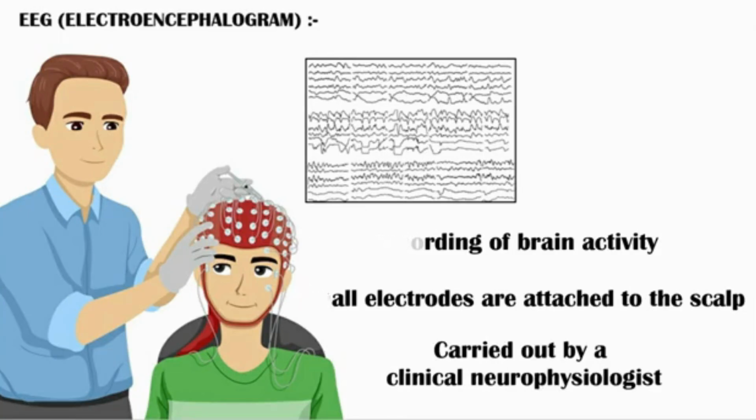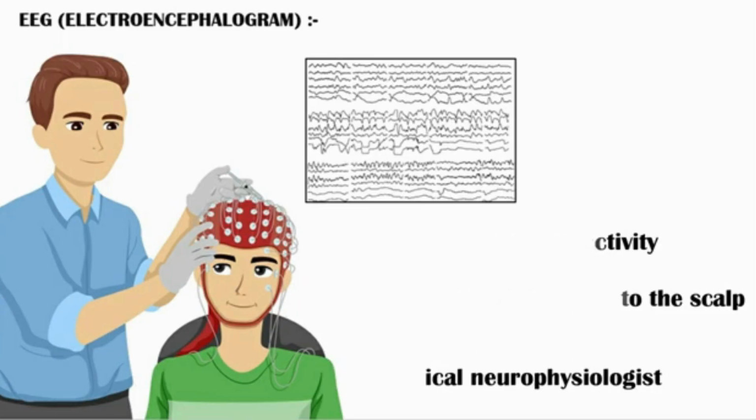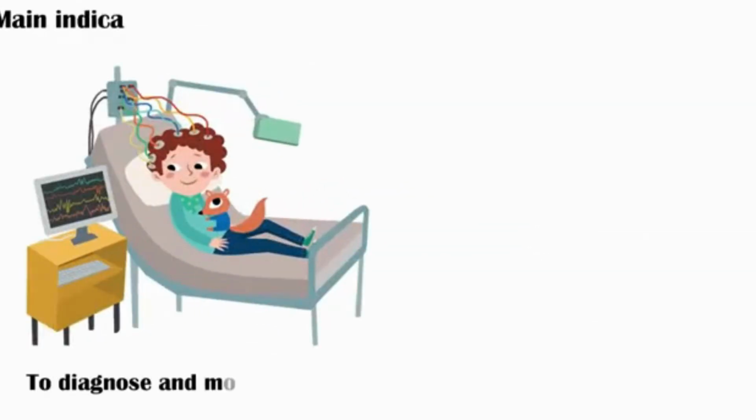An electroencephalogram can be used to help diagnose and monitor several conditions affecting the brain. The main use of an electroencephalogram is for the diagnosis and monitoring of epilepsy, a condition characterized by recurrent seizures.